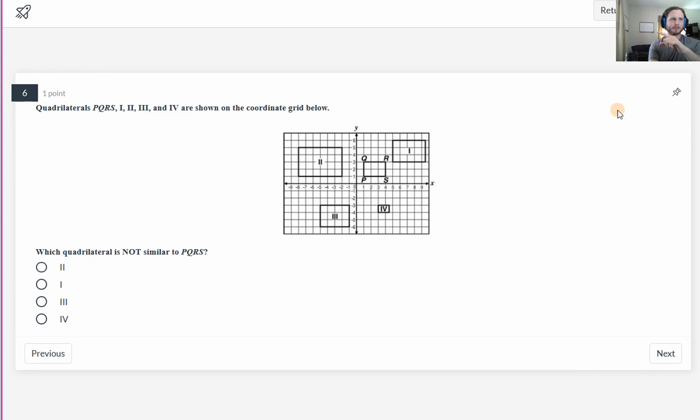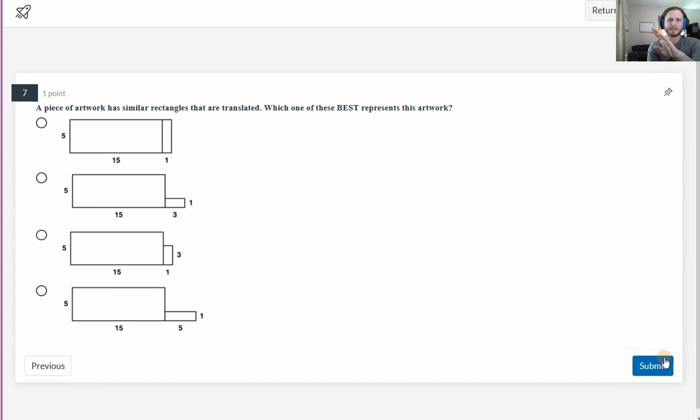The very last problem. This is the one that more people ask me about than any other problem, and I kind of see why. The question wasn't super clear in what it was asking. The question was saying a piece of artwork has similar rectangles that are translated. Which one best represents this artwork? So let me rephrase this. One of these answer choices has similar rectangles that are translated. Which one best represents this? Forget about the word artwork.